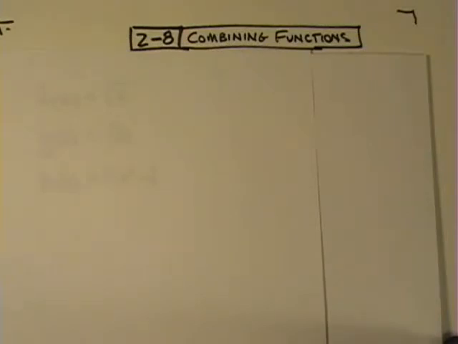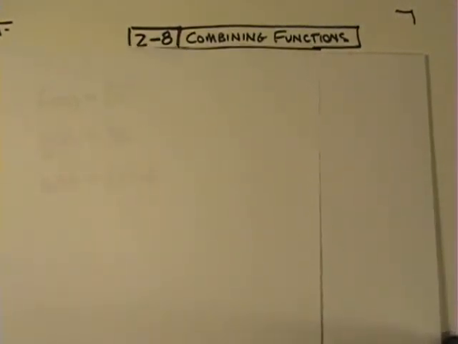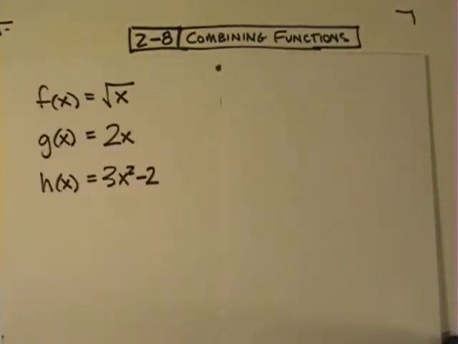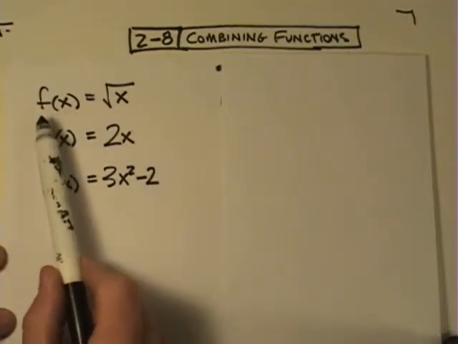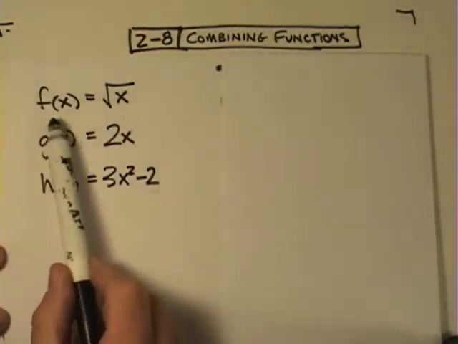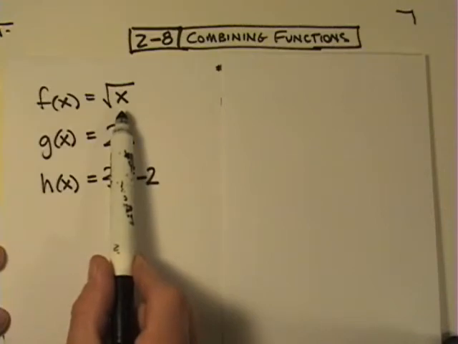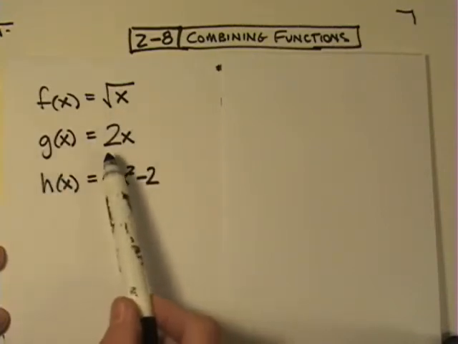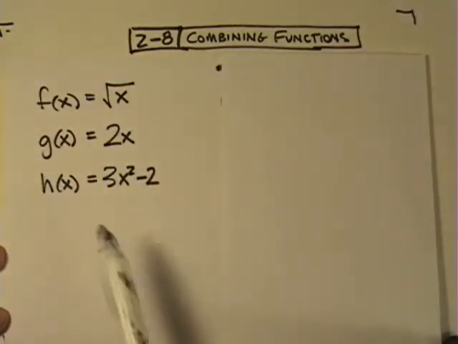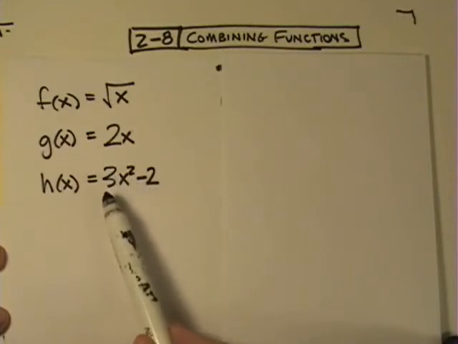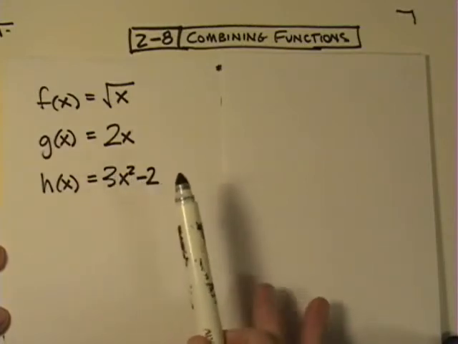We are on 2-8. This is the last section in the book, so we have reached the finish line as far as this chapter goes. We are combining functions. So in order to combine functions, we need a few functions to combine. So I've got three here. This is from the first section of homework in the book. We've got f of x is equal to the square root of x, g of x is 2 times x, and h of x is x squared times 3 and then minus 2.